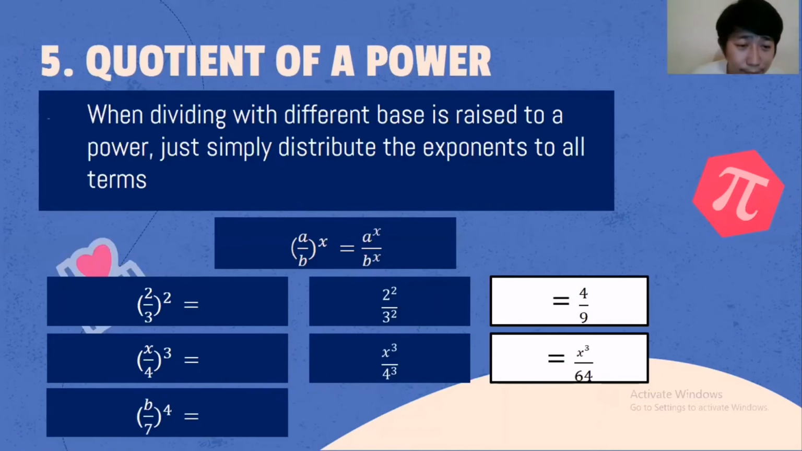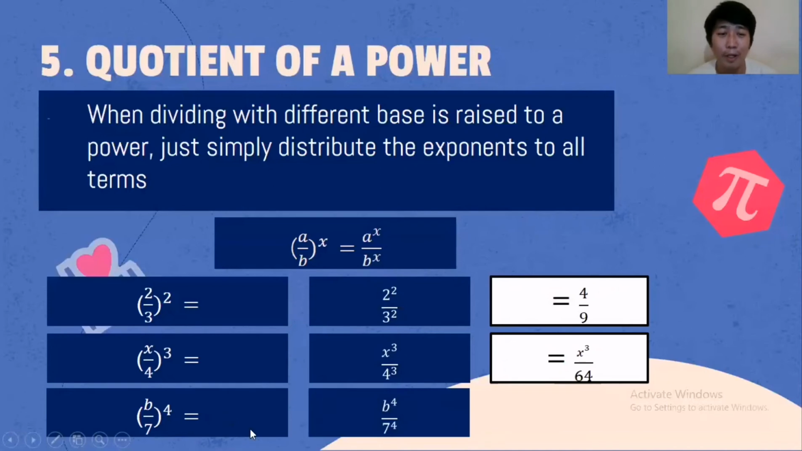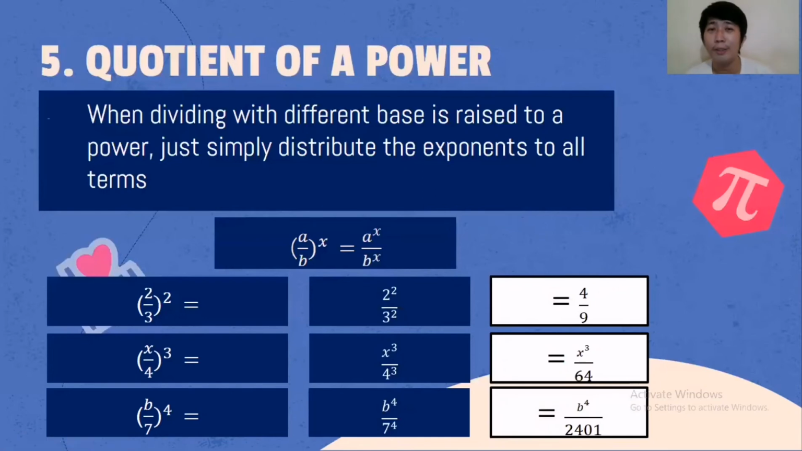Another one, the quantity of B over 7 raised to 4. Based on the rule, when dividing with different bases raised to a power, just simply distribute the exponents to both numerator and denominator. So it will become B raised to 4 over 7 raised to 4. What is 7 raised to 4? It is 7 times 7 times 7 times 7. The answer will be 2,401. So the quantity of B over 7 raised to 4 is equal to B raised to 4 over 2,401.